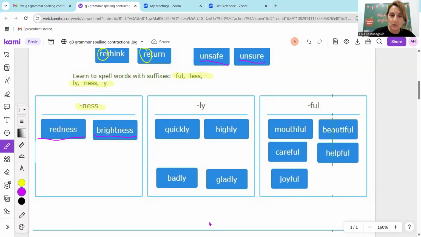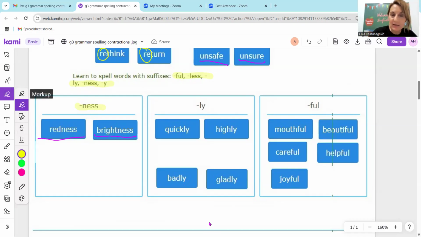Good. Next one is the suffix ly. Now remember, when I say suffix, immediately think about it. Suffix ly means that it is going to come at the end of the word. So here we go.